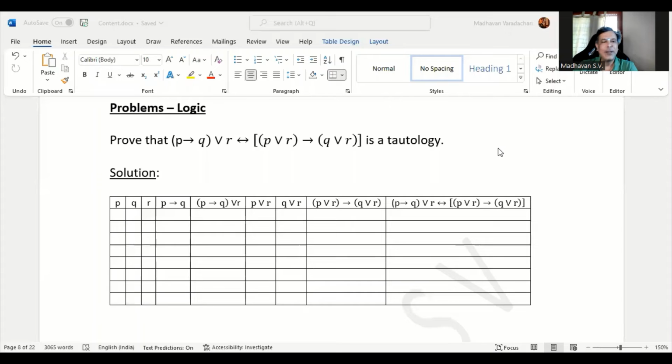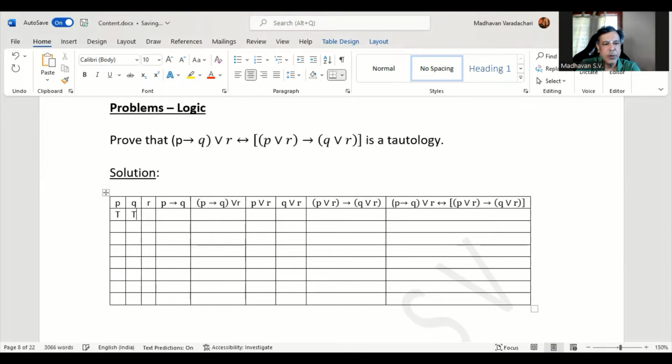Hello everyone. In this video, we'll solve some of the problems related to logic, some simple problems. First one, prove that (P implies Q or R) double implies (P implies Q) or (P implies R) is a tautology. So we will go to the first statement and second statement, write down all the possibilities.